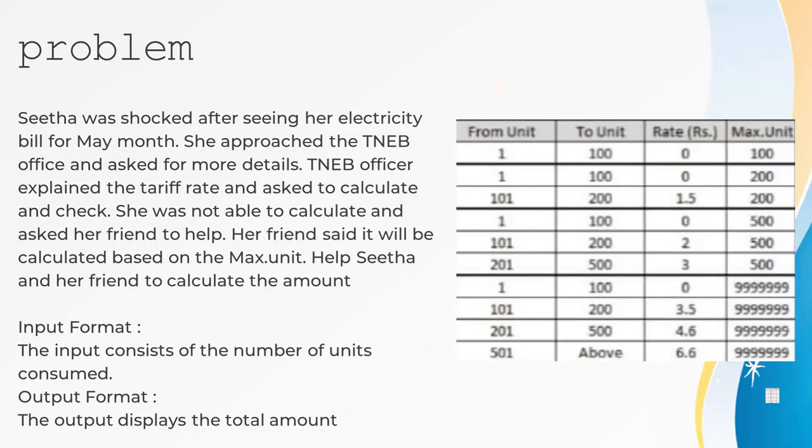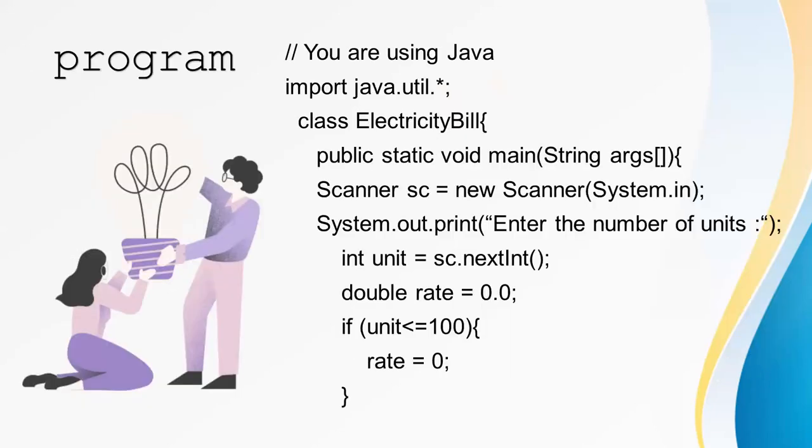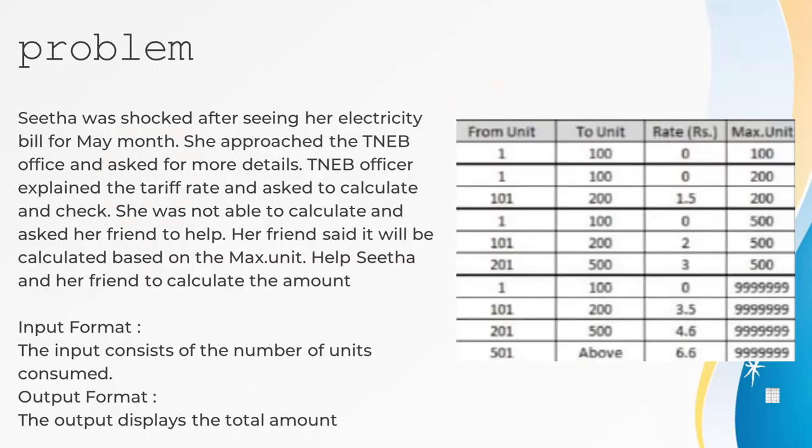So Sita is shocked after seeing the May month electricity bill. So she approached the TNEB office. So she doesn't know how to calculate that. So she asked her friend to help with that. That's my next slide now.